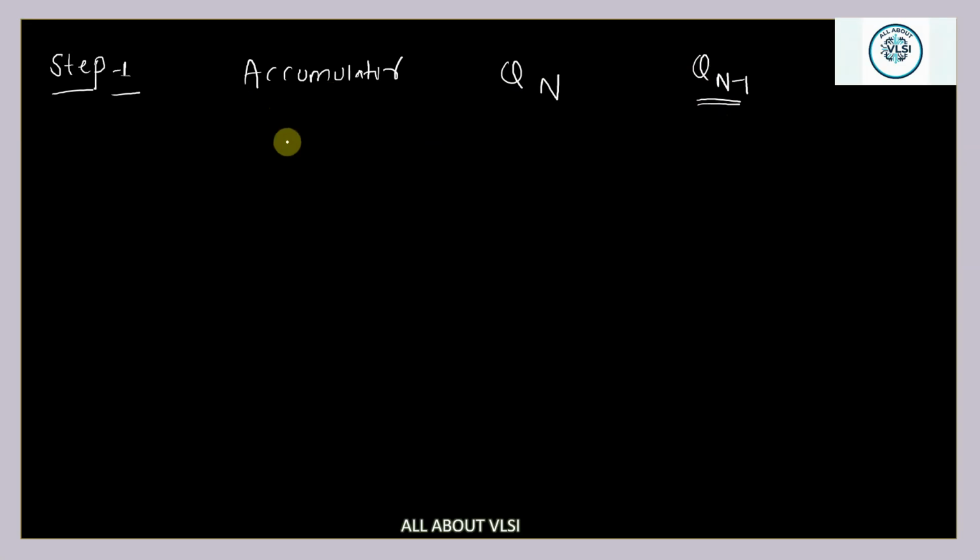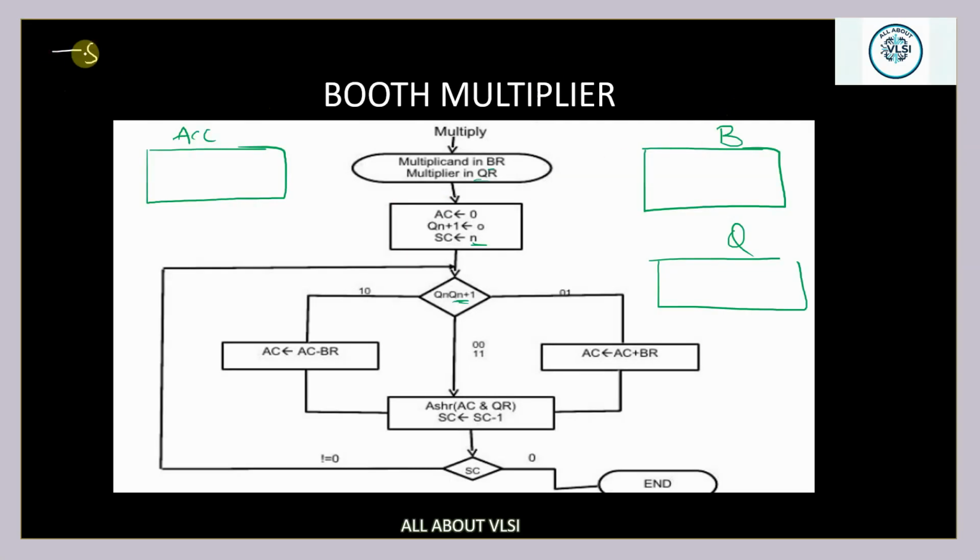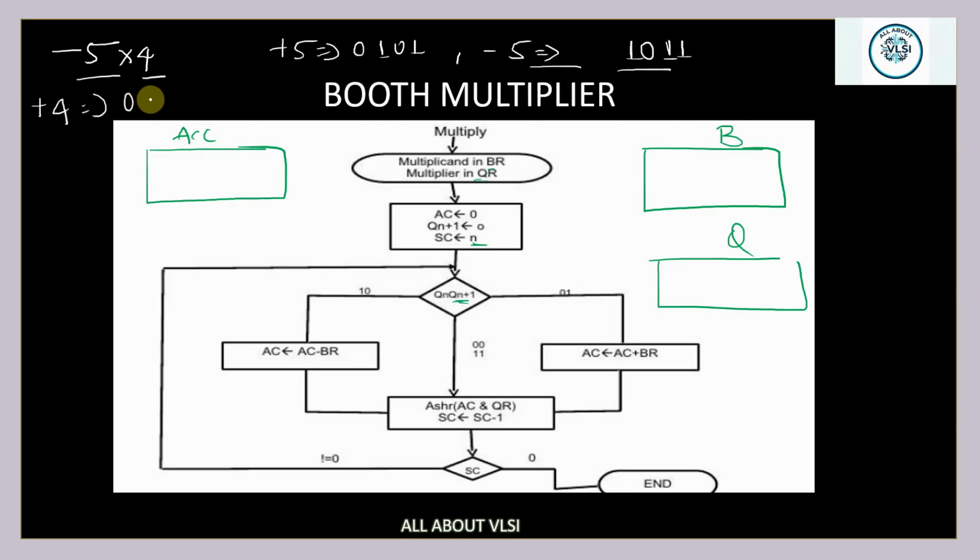Now, let's say I'm going to multiply two numbers, minus 5 into 4. These are my two numbers. Plus 5 is represented as 0101, and minus 5 is represented in its 2's complement format: if I perform 2's complement on it, it is 1101. This is my minus 5 in 2's complement format. And plus 4 is represented as 0100. This is my plus 4.